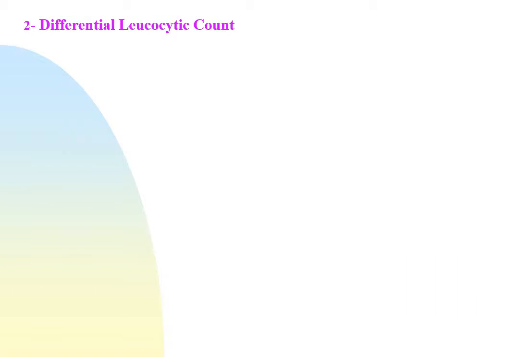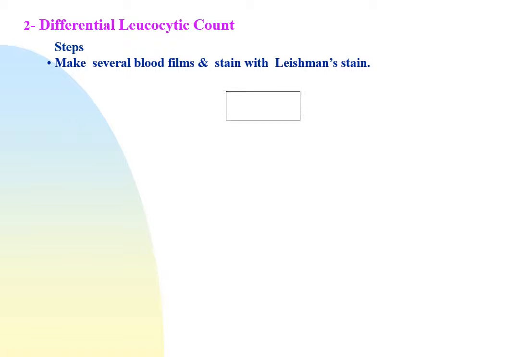Differential leukocytic count is the percentage of the individual types of leukocytes relative to the total number. Steps: make several blood films and stain them with Leishman. In order to make a good blood film, we have to bring 2 clean slides, then put a drop of blood on one slide and spread with the other by placing it at an angle of 45 degrees over the drop of blood, then spread quickly outwards. A good blood film has to occupy at least 2/3 of the slide.